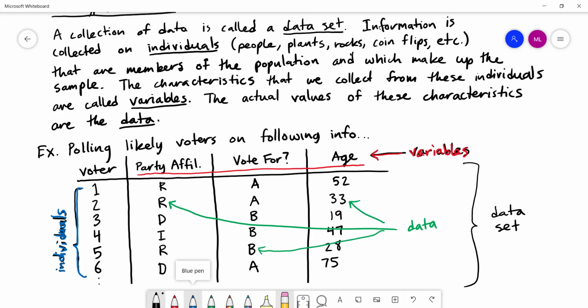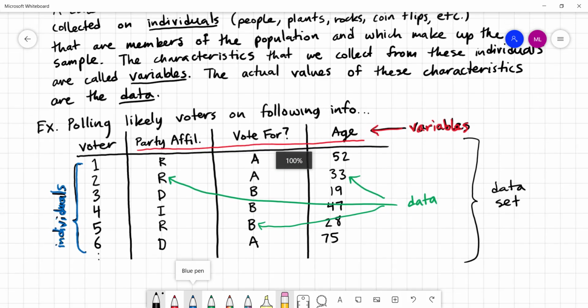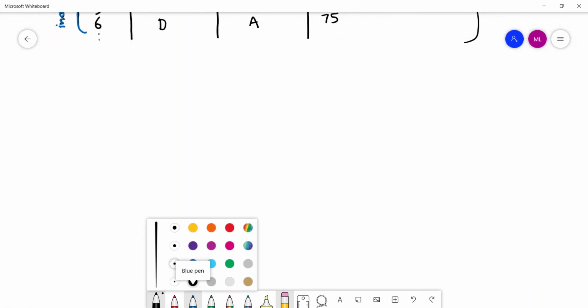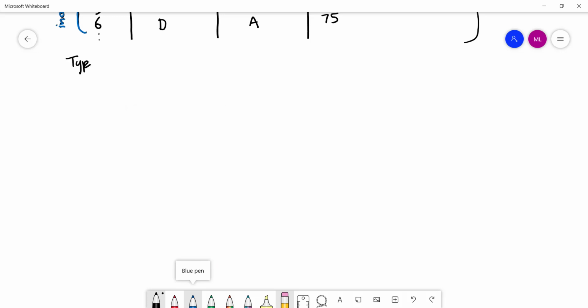So what are the actual types of data that we can collect? Now that we've got this out of the way, what are the types of data? We're going to break it into two main categories. The first is what we're going to call qualitative data. And when we talk about the categories we're interested in, this would be qualitative variables, so qualitative data or qualitative variables versus quantitative data.